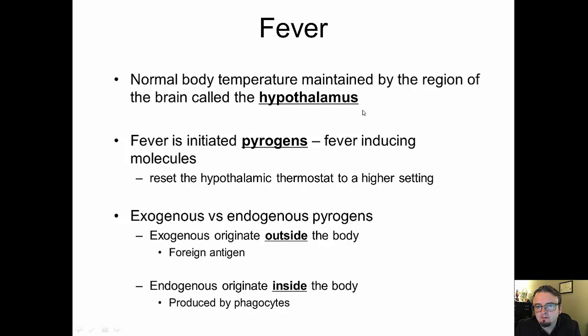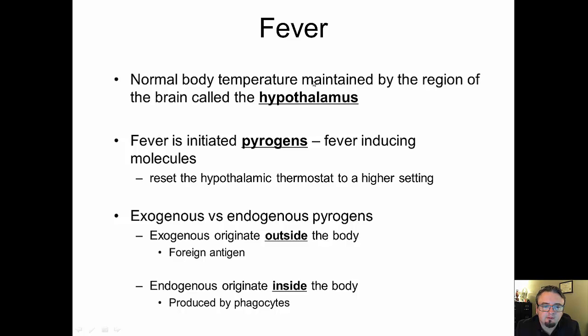Hypothalamus does many things, so it's not just what controls fever. It's a very complex part of the endocrine system in our brain, and controls many different aspects of our hormonal system in the body. So a very complicated part of the brain. But one of the many things that it does is it plays a role in fever.